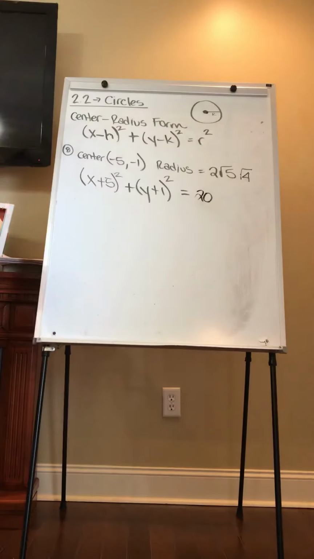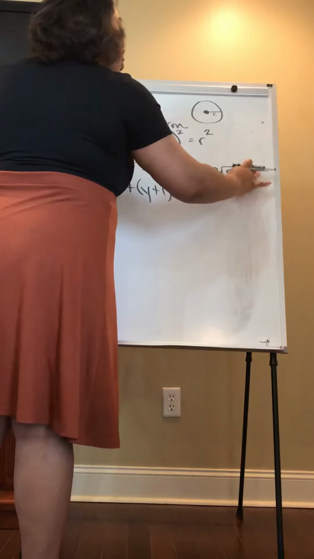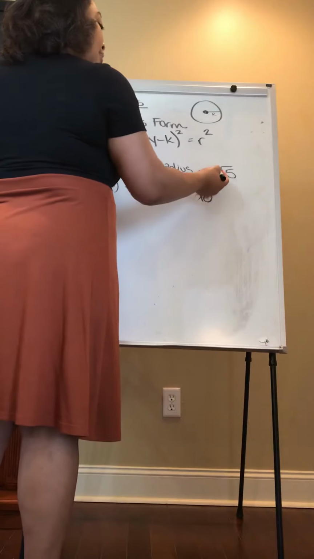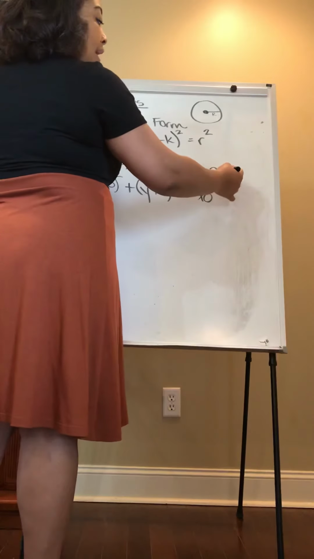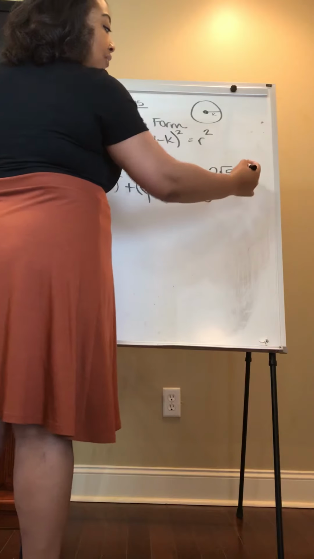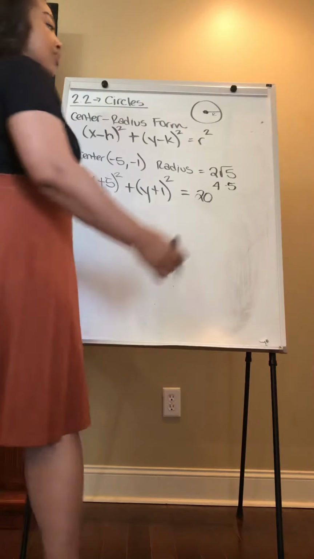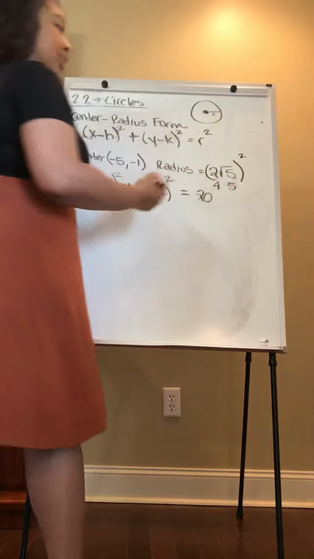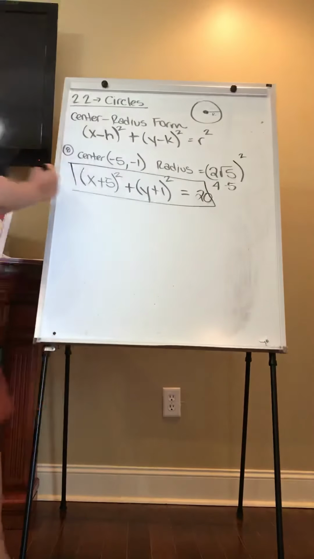20. Okay? Now, if that's hard to see, you can square this. Okay? If you square 2, you get 4. If you square the square root of 5, it takes the house off and you're just left with 5. And 4 times 5 is 20. So that you can do. You can square that, but you're going to do it in pieces. So that would be my equation.